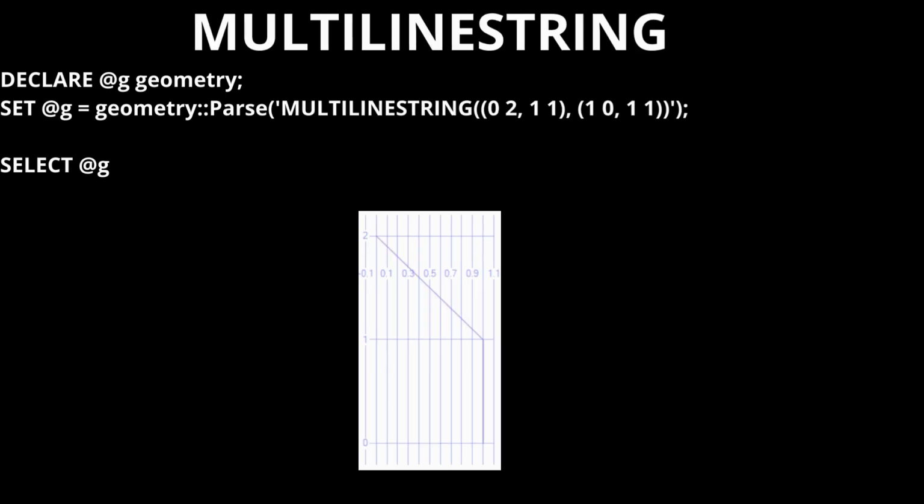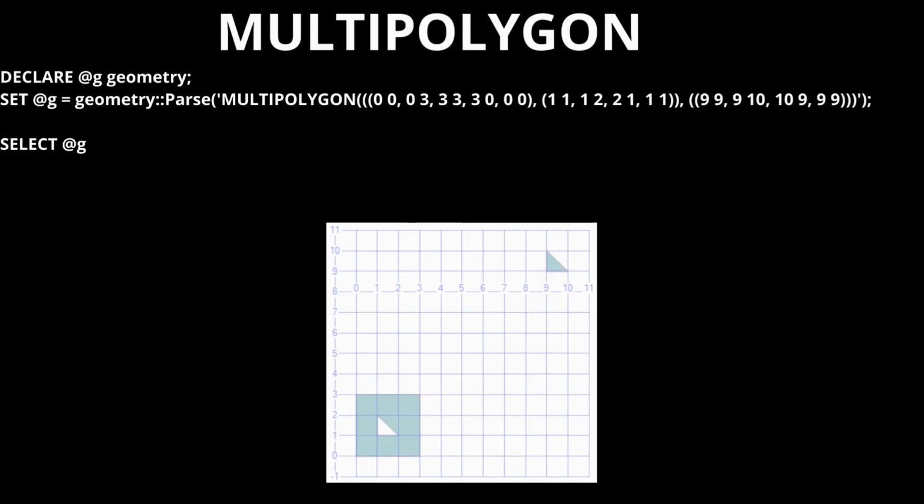A multi-line string is a collection of 0 or more geometry or geography line string instances. The example creates a simple geometry multi-line string instance containing 2 line string elements with the SRID 0. A multi-polygon instance is a collection of 0 or more polygon instances. The example shows the creation of a geometry multi-polygon instance and returns the well-known text, WKT, of the second component.